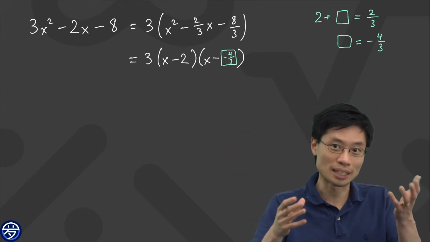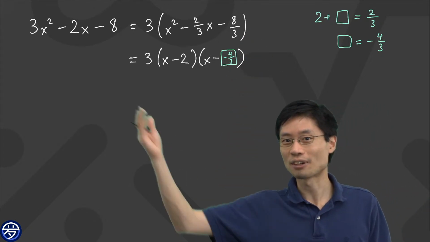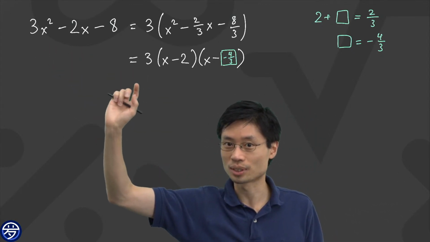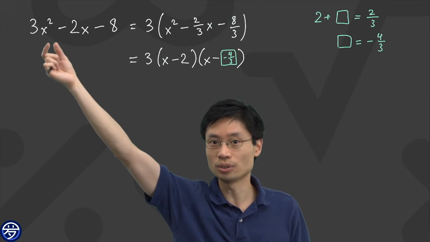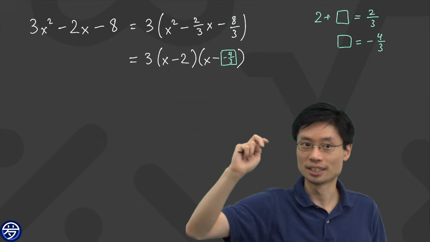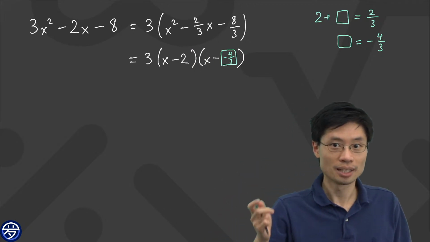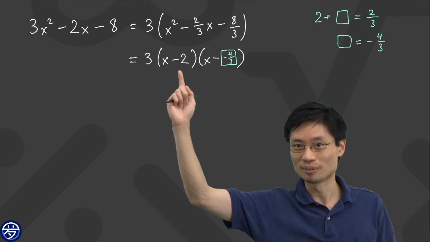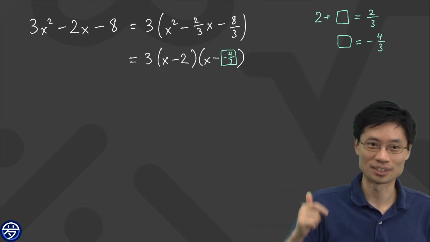And in general, this is what I saw some people saying in the chat. If I just look at this, I can actually tell what the sum of my two roots is supposed to be. The sum of my two roots, once I divide out the 3, is supposed to be just 2/3. So you would know ahead of time that the sum of your roots is 2/3, and one of your roots is 2. And so the other root has to be minus 4/3.